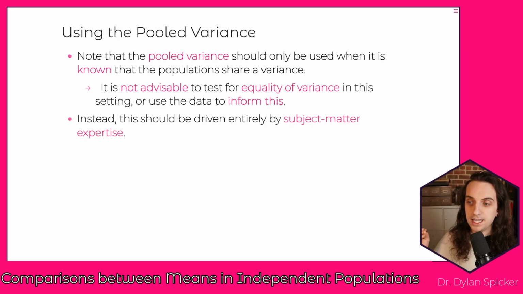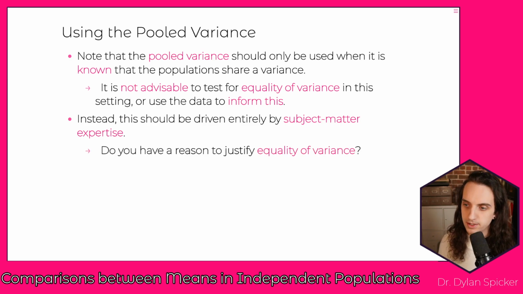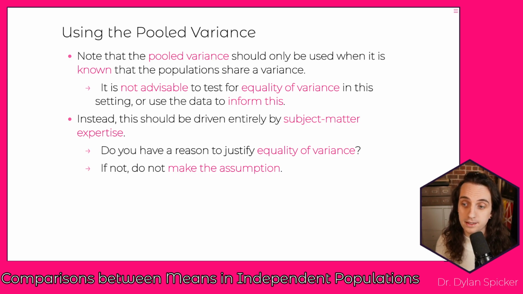Okay, so if we have subject matter expertise and that tells us, well, these variances are going to be the same for whatever underlying reason, then we can use the pooled variance. If we don't have that subject matter expertise, then this is not something we should be doing. Right? So we need this reason to justify the equality of variances. If not, we really shouldn't be making this assumption.